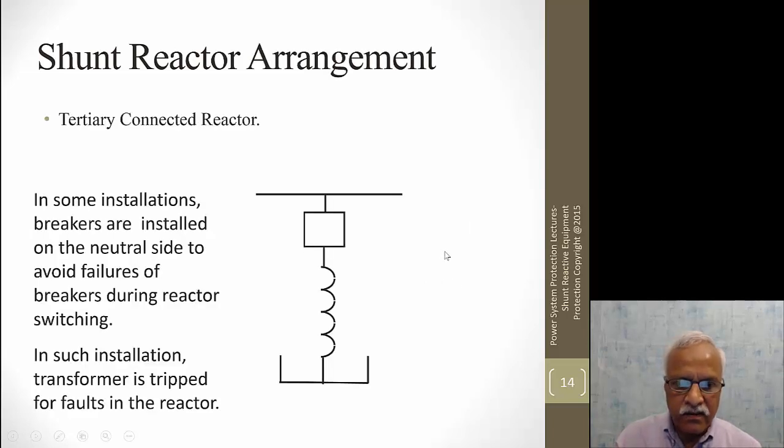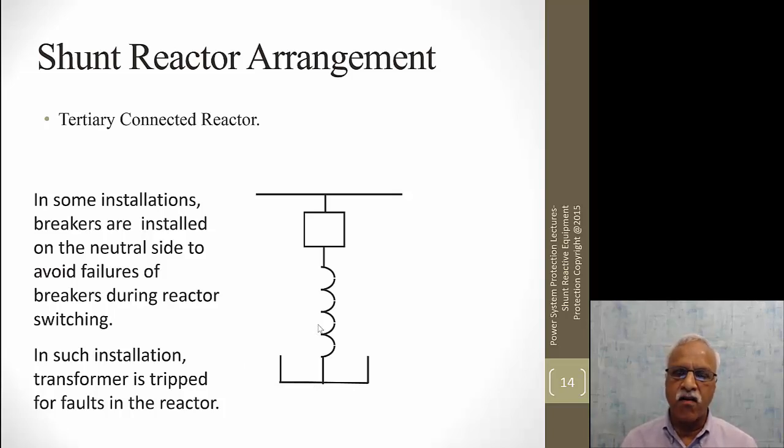So in some installations, because of the inductive switching, the issues associated with reactive switching, breakers are used on the neutral side before you form the neutral. Instead of this here, this breaker will be on this end, and then it forms the neutral on the other side. And then the reactor becomes a part of the transformer protection.